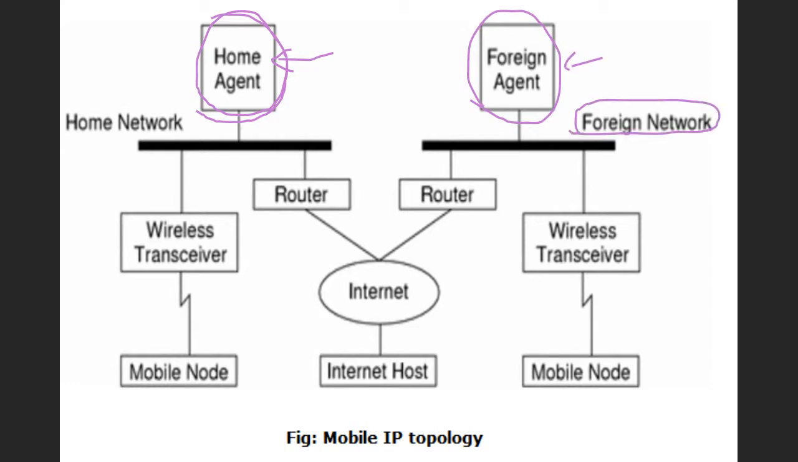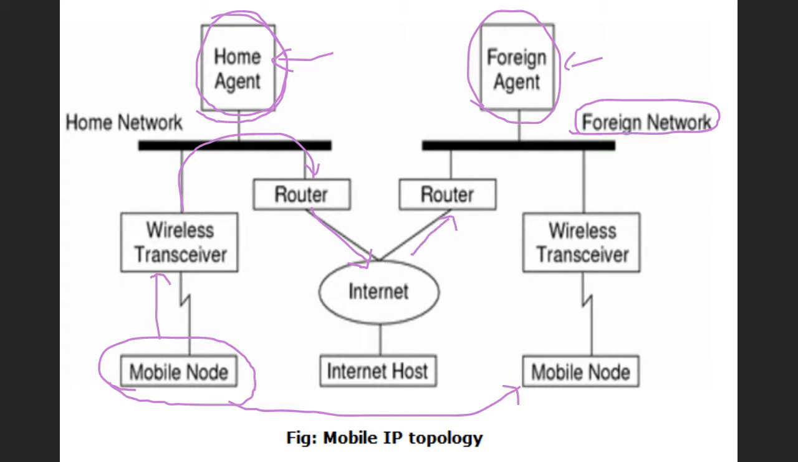When the device was in the home network, it was connected via this wireless transceiver, via this wireless router, and it was getting connectivity through the router to the internet. When it moved to this new location, there is also a router which takes help from this foreign agent through this foreign network, going to the wireless transceiver, and eventually going to this mobile node. That is how this whole thing works in the form of IP. Now let's take a few more examples.